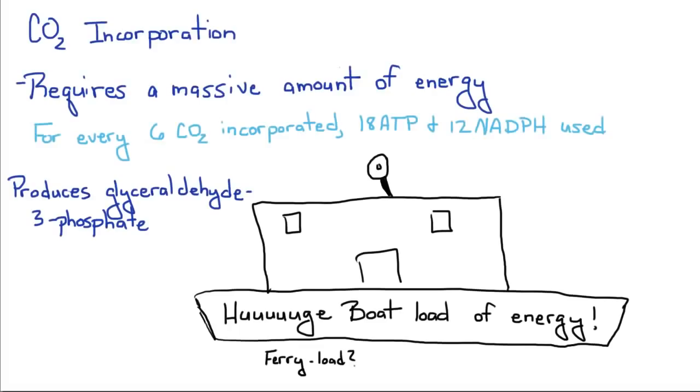So carbon dioxide incorporation requires a massive amount of energy, like a boatload of energy, more like a ferry load of energy. For every 6 carbon dioxide that is incorporated, 18 ATP and 12 NADPH molecules are used. So like I said, it's a crap ton of energy. But anyways, carbon dioxide incorporation is going to produce glyceraldehyde 3-phosphate, which is a 3-carbon molecule.